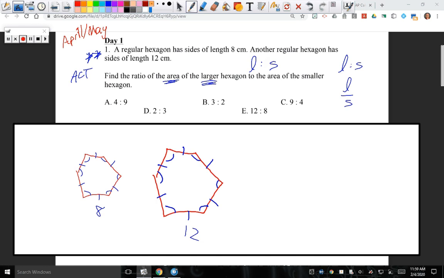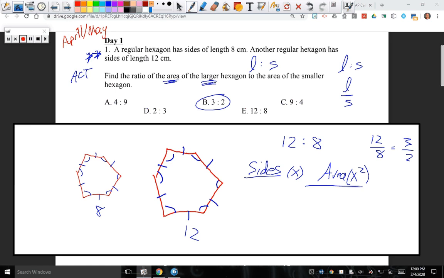If the larger side is 12 and the smaller side is 8, we could look at this almost like 12 over 8. And if I divide by 4, we get 3/2. And some of you might have put that. But that would only be the ratio of the sides. It's not the ratio of the area. Okay? Because the side lengths are one-dimensional.